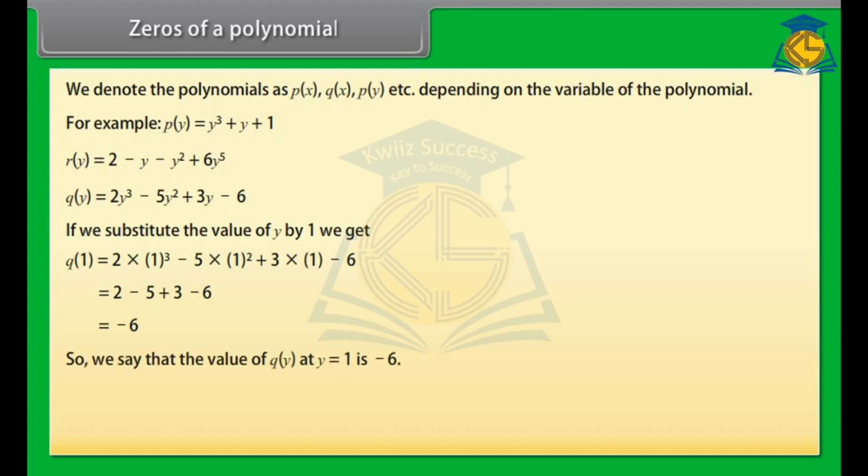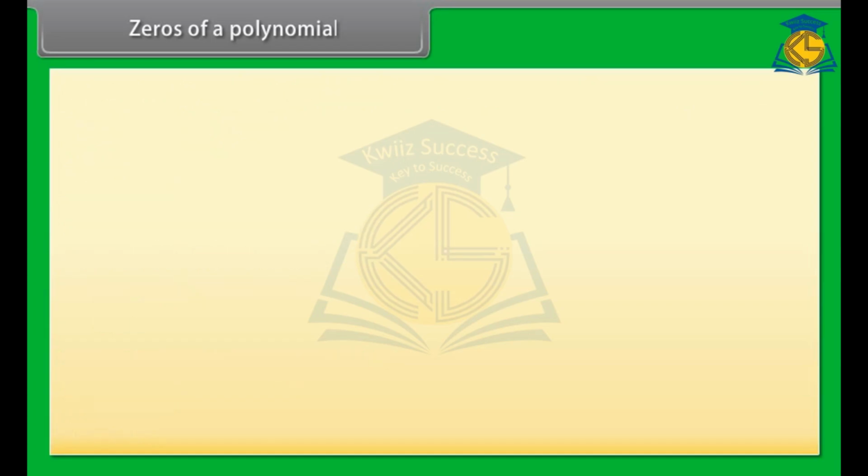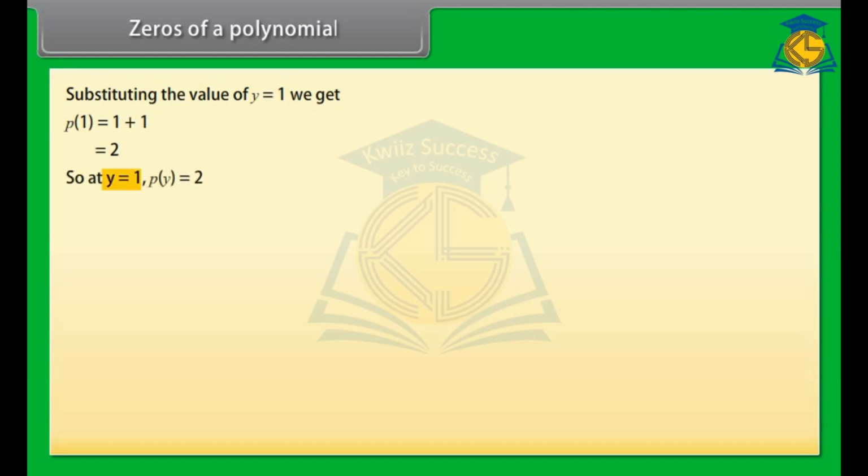So we say that the value of q(y) at y equals 1 is minus 6. Let's now solve p(y) = y + 1. By substituting the value y = 1, we get p(1) = 1 + 1, which is 2. So at y = 1, p(y) is equal to 2.